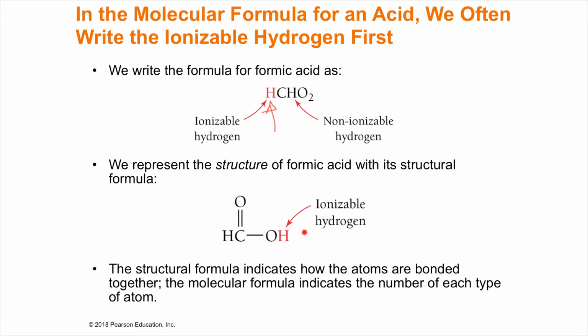And if we were to look at the structure of it down here, we would see this one hydrogen, and this is the ionizable hydrogen, the one that when it's dissolved in water, we get a hydrogen ion. And so if we were to dissolve this one in water, the equation would look something like this. HCHO2 aqueous, that means it's dissolved in water, becomes H+ and CHO2-.